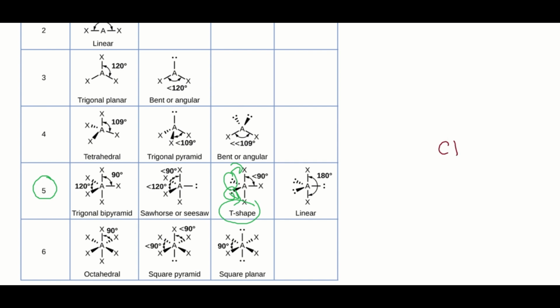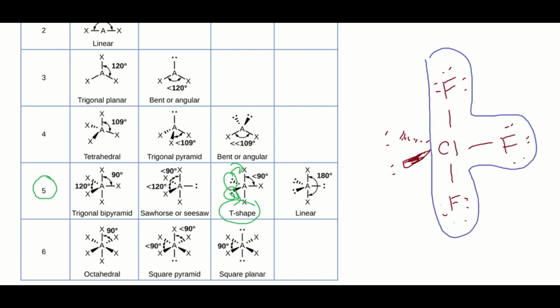So here's chlorine. We're going to put fluorine on the plane of the screen, all 3 of them. I'm not going to draw the valence electrons. Well, actually I will. Alright, and this pair of chlorine's electrons are coming out of the screen, and this pair is kind of going behind the screen. But they're not really part of the structure. So this is the T-shape of the molecule.